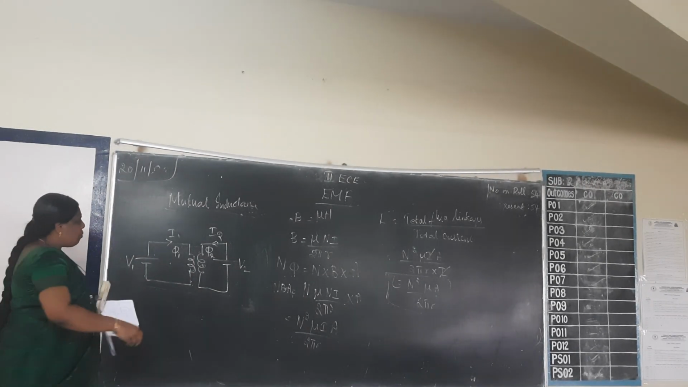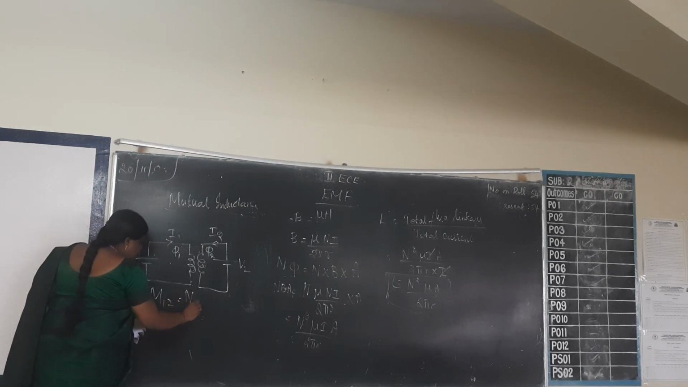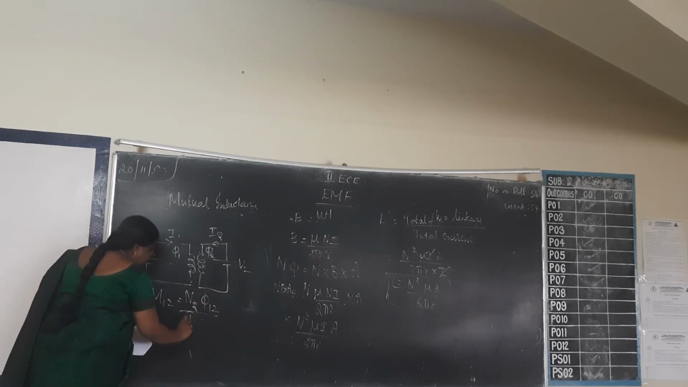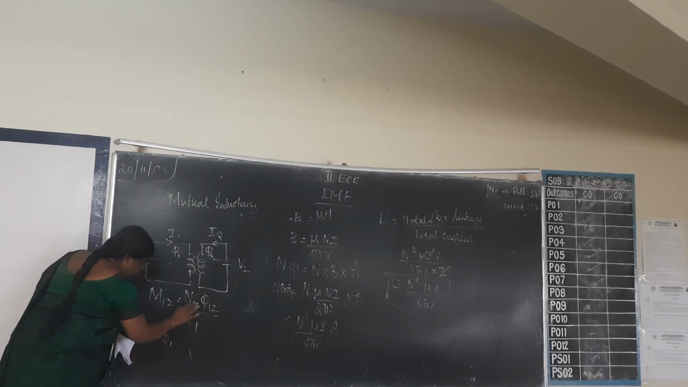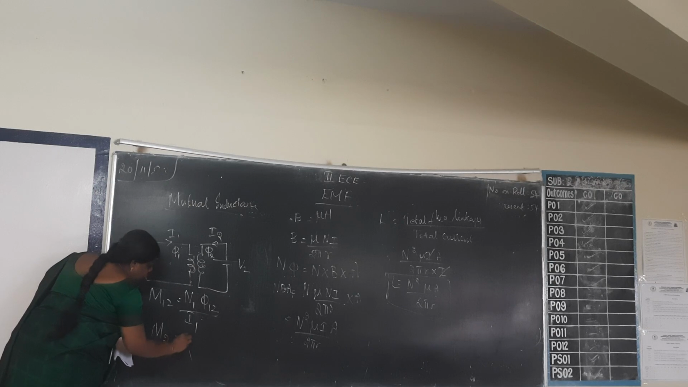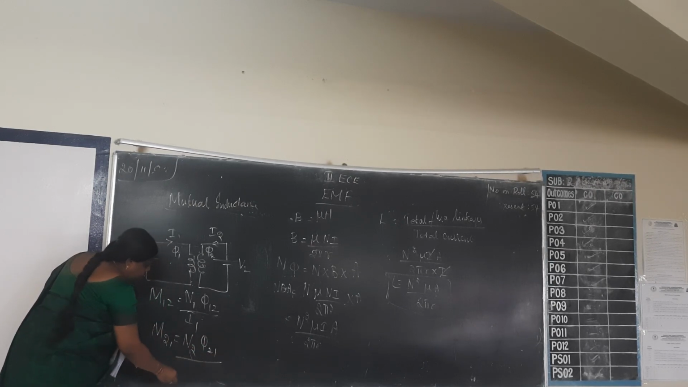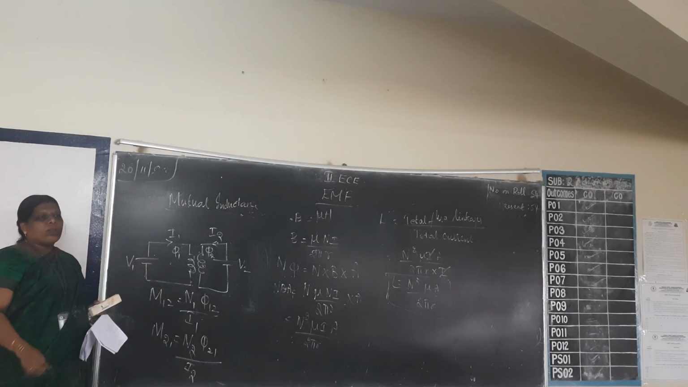So this mutual inductance M12 is given by N2 phi12 divided by I1. Then M21 is equal to N2 phi21 divided by I2.